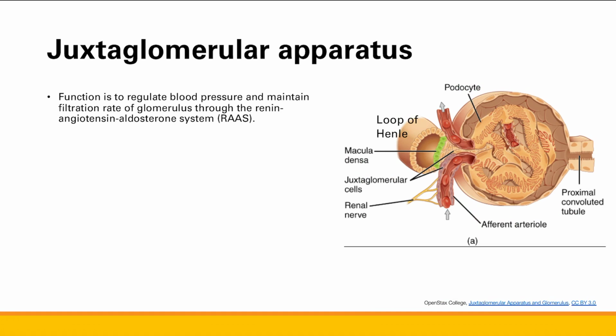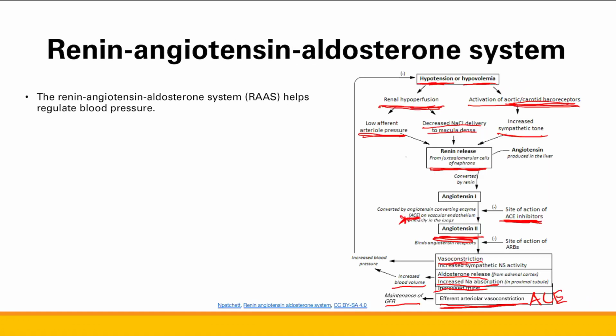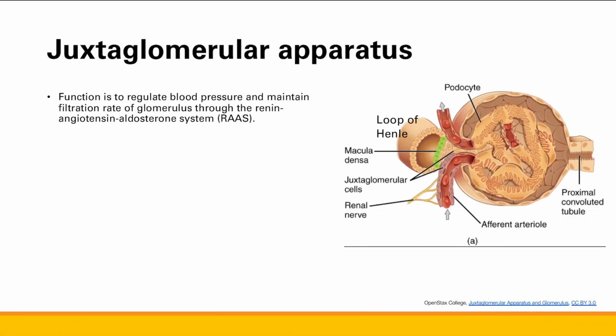Now, I promised you I'll talk about the Juxtaglomerular Apparatus, which was right here. So we're going to be talking about this now. The function is to regulate blood pressure and maintain filtration rate of the glomerulus. And again, it's through that Renin-Angiotensin-Aldosterone System. And this here is the Juxtaglomerular Apparatus. It's composed of three different things. We're looking at the glomerulus here. Three different cells make up this apparatus. Number one, juxtaglomerular cells. Okay, these are here. These are in between the afferent and then the efferent arterioles.